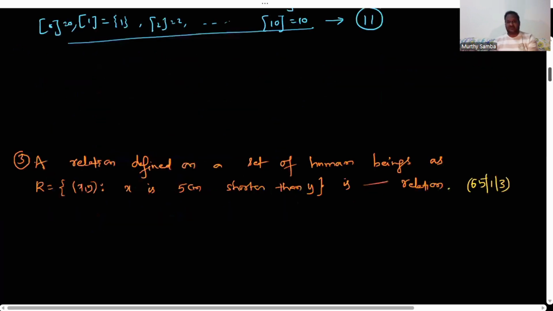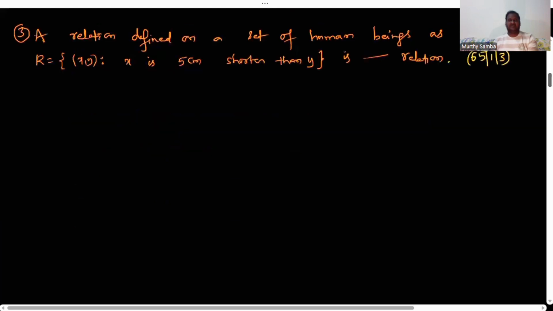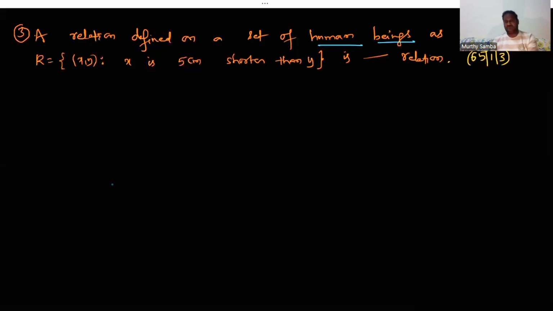Coming to the third problem. See what is given here: a relation defined on the set of human beings. You be very careful with this set of human beings because very important questions will be asked. Of course, this is one more question. This question was given in this particular set. Here it is defined as X is 5 centimeters shorter than Y. Is this relation reflexive, symmetric, transitive or not?